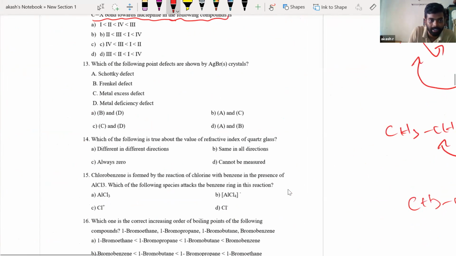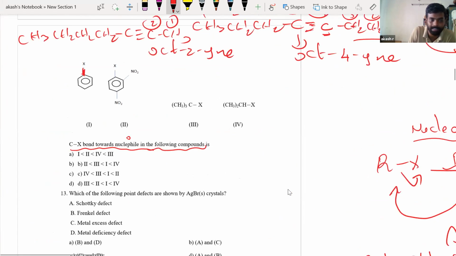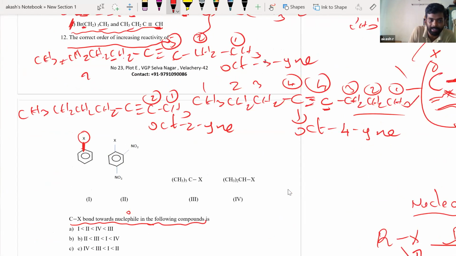Now look at this. Compared to this, there is only X, there is no NO2, only one X is there. So obviously this is the least reactive, because all the others are not benzene compounds. Now you look at this, I have two NO2 groups. So definitely this will be more reactive than this, because this is an electron withdrawing group, which will increase the reactivity of the C-X bond towards nucleophilic substitution.